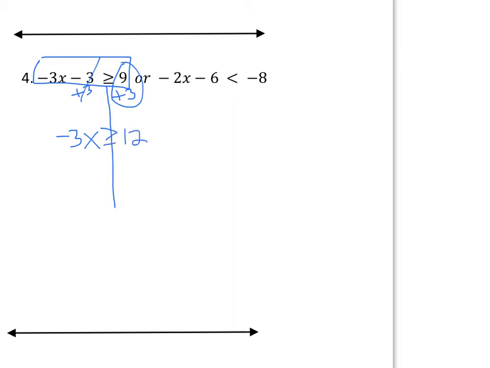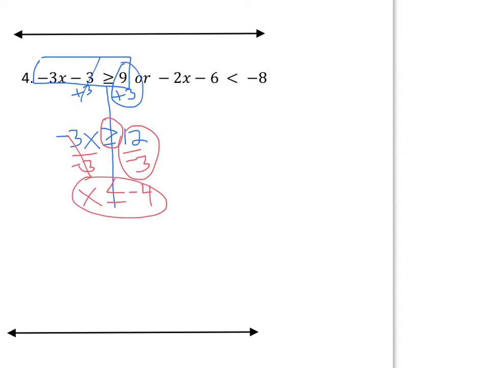Okay, put a different color for the next step. Now I'm going to divide both sides by negative 3. And remember the rules. If you divide both sides by negative, I have to switch this. So this greater than or equal to is going to switch to less than or equal to. So then it's x. And over here, this 12 divided by negative 3, that's negative 4.